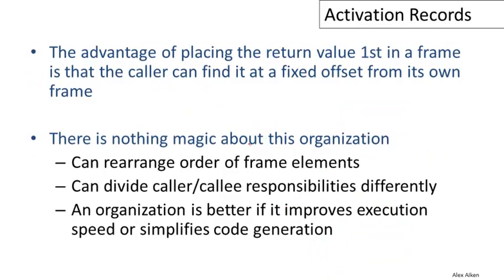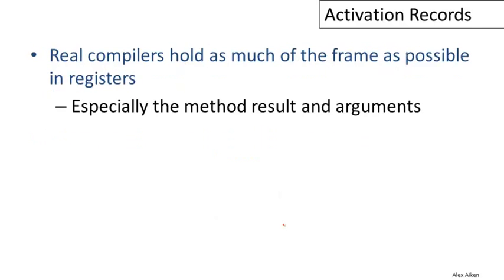And once again, I just want to stress, I know I've said this a couple of times, but it's very important that there's absolutely nothing magic about this organization. We could rearrange the order of the elements in the frame. We could divide the responsibility between the caller and callee differently. And really the only metric here is that one organization is better than another if it results in faster code or in a simpler code generator. And I know I also mentioned this before, but it's also an important point. In a production compiler, we would put as much of the frame contents as possible in registers. And in particular, there'd be a special effort to pass the method result and the method arguments in registers because those are accessed so frequently.